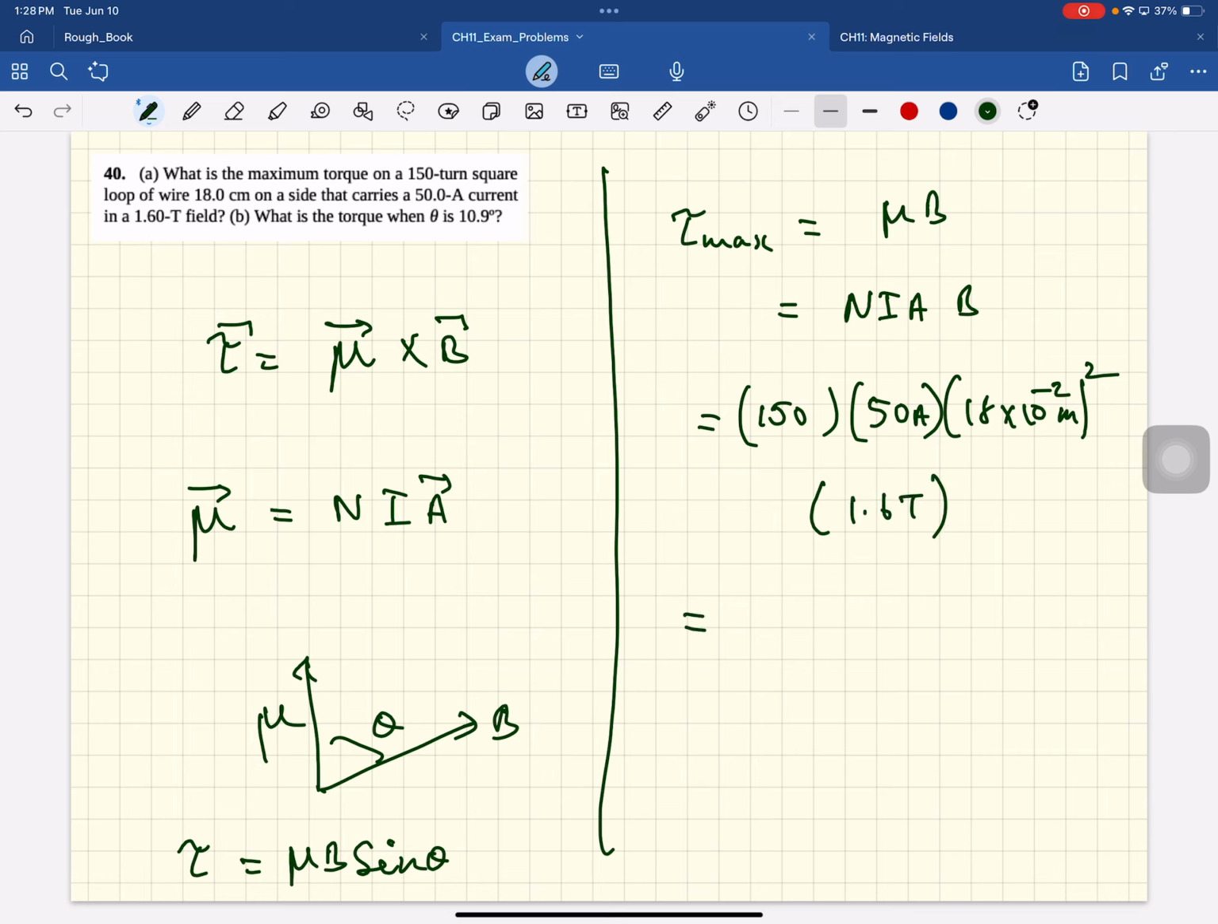All right, so the maximum torque. And what are the units for torque? Newton meter. Okay. So let's do this. $150 into... so 389.